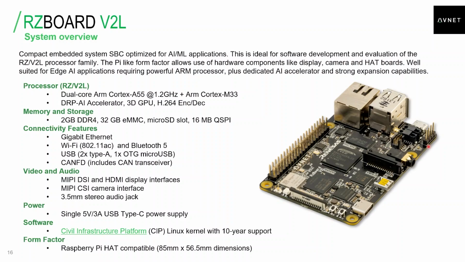The board we'll be using today is the RZ board. This has the RZ/V2L device integrated into it. The RZ/V2L is a dual-core A55 SoC running at 1.2 gigahertz. The RZ board is a Raspberry Pi form factor single board computer. It has 2 gigabits of DDR RAM, 32 gigabits of eMMC flash, 16 megabits of QSPI flash, and a micro SD slot, gigabit Ethernet, Wi-Fi, Bluetooth, USB, CAN FD, MIPI DSI, and HDMI display interfaces, as well as a MIPI CSI camera interface and a 3.5 millimeter stereo audio jack.